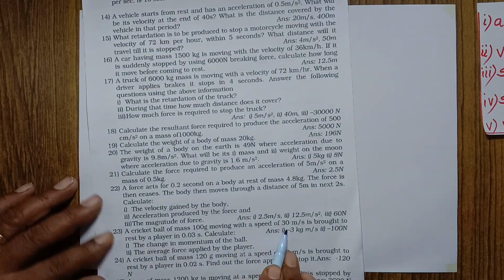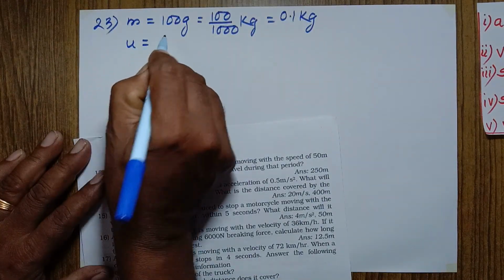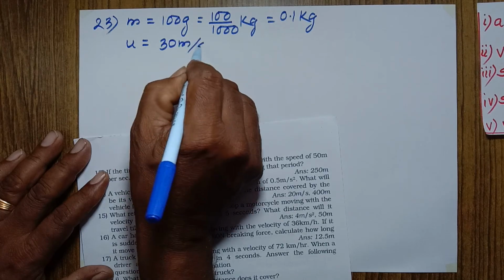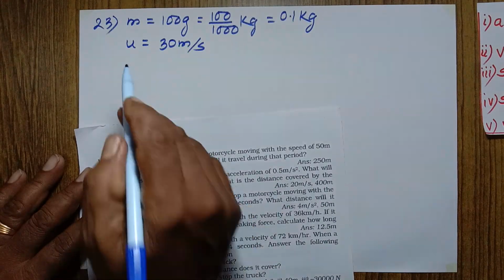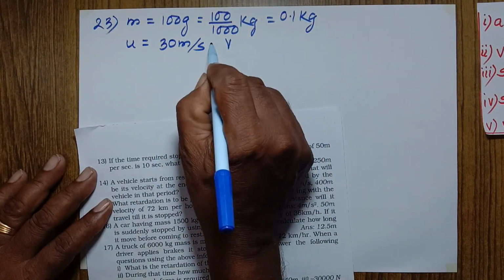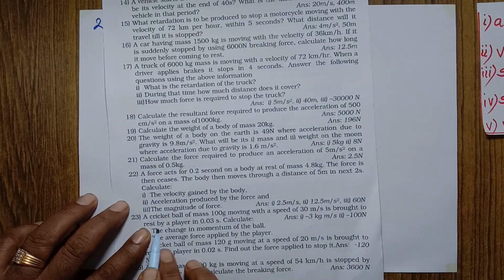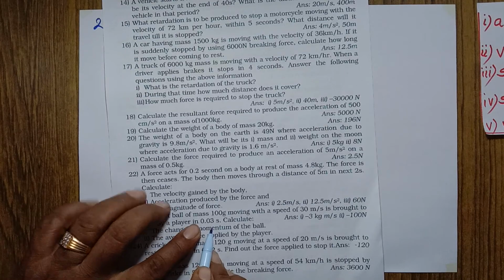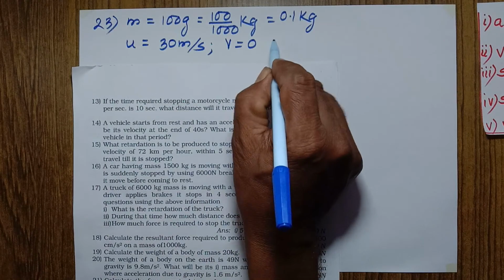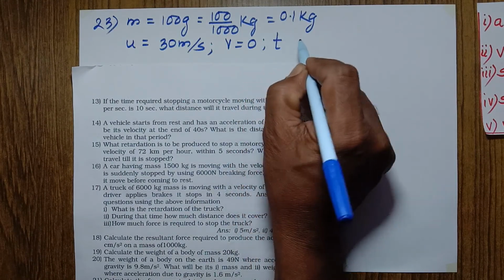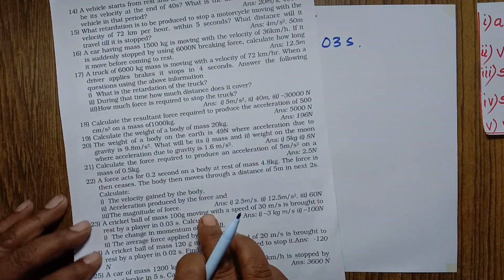Now it is moving with the speed of this much. It means initial velocity u is equal to 30 meter per second. Other information is brought to rest. If it is brought to rest, it means final velocity is equal to 0. Brought to rest by a player in this much time, it means the player is taking a catch. The time taken by him to stop it is 0.03 second.